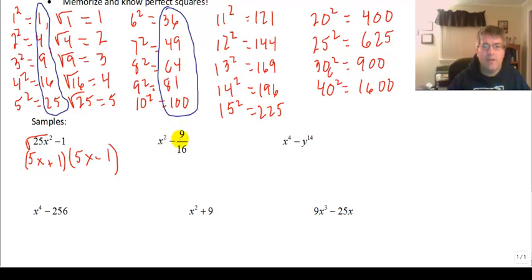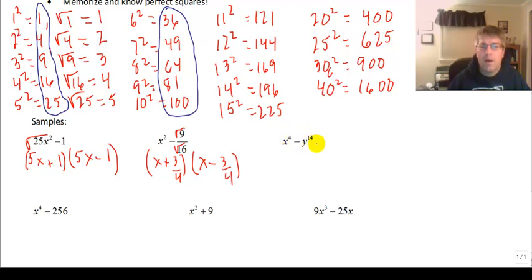x squared minus 9/16. Well, that is a fraction, that's true, but with 9/16, I've got a perfect square in the numerator and a perfect square in the denominator. So I'm going to factor that: x and x. It's a difference of two perfect squares, so 1 is plus, 1 is minus. And then 9/16, well, we can take the square root of each of those. So x plus 3/4 and x minus 3/4.